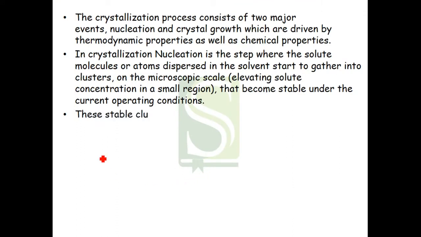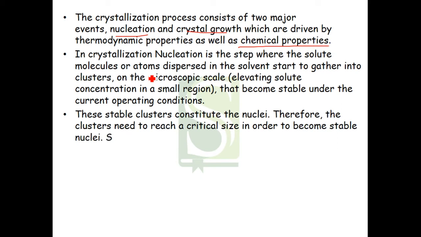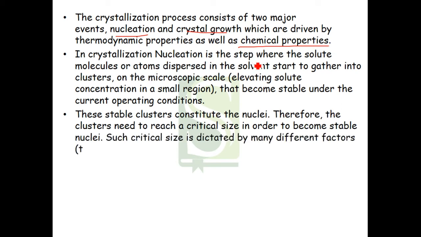So the crystallization process consists of two events, nucleation and crystal growth, which are driven by thermodynamic properties as well as chemical properties of the solvent as well as the solute. So in crystallization, nucleation is the first step where the solute molecules or the atoms which are dispersed in the solvent start to gather into clusters, but this happens on a microscopic scale. Okay, so what is this formation of nucleation? It is the elevating of the solute concentration in a small region.